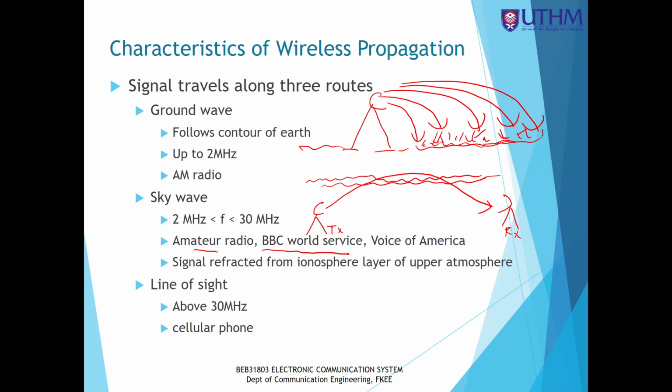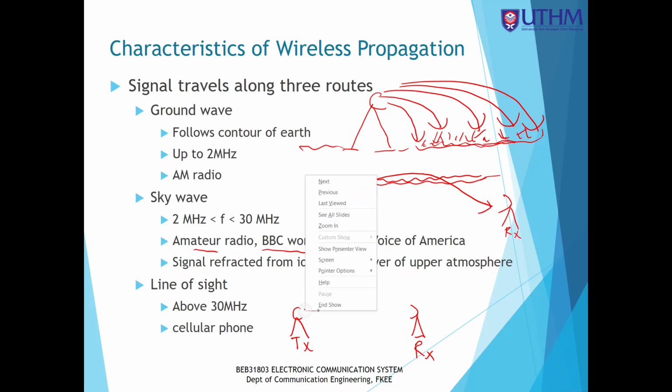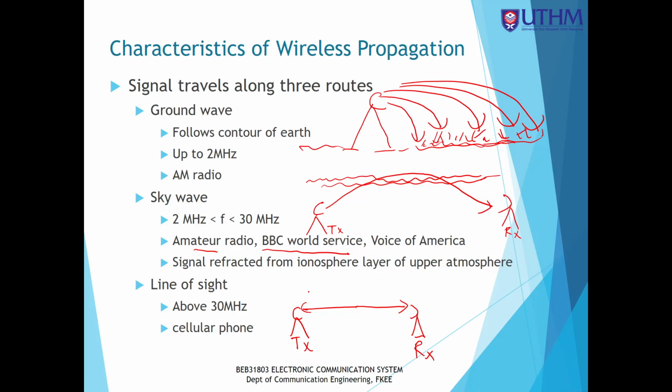What about line of sight? Line of sight, you see that the transmitter and the receiver must be facing each other. The transmitter can see the receiver. It is within the line of sight, within your view. So these are normally at shorter distance. You see that there's no obstacle between the two.